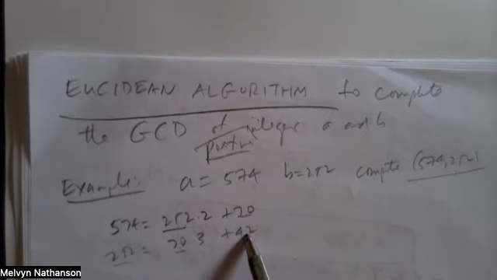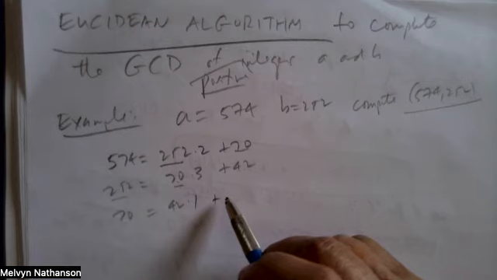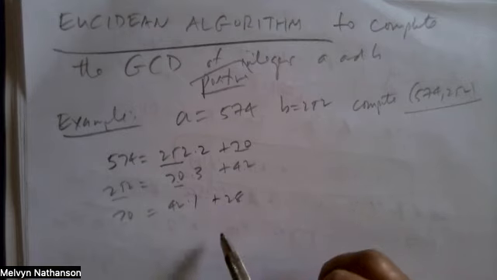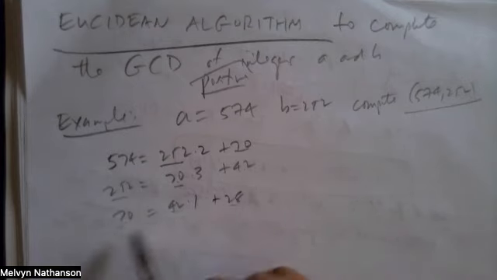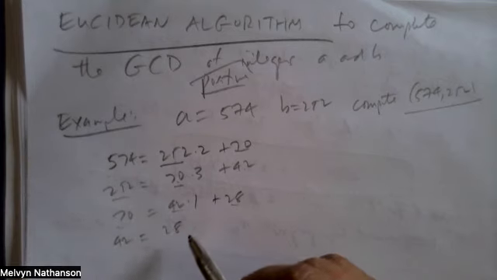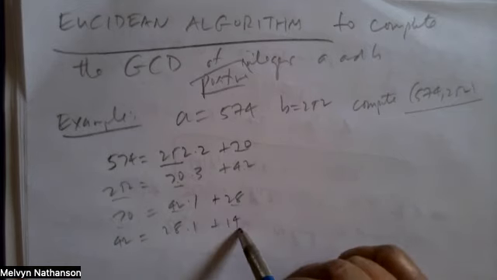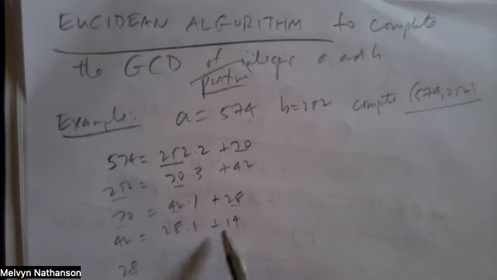Then I take 70 and I divide it by 42. We get a quotient of 1 and a remainder of 28. Take 42 and divide it by 28. That goes in 1 time and leaves a remainder of 14. Take 28, divide it by 14. That goes in twice and leaves a remainder of 0.